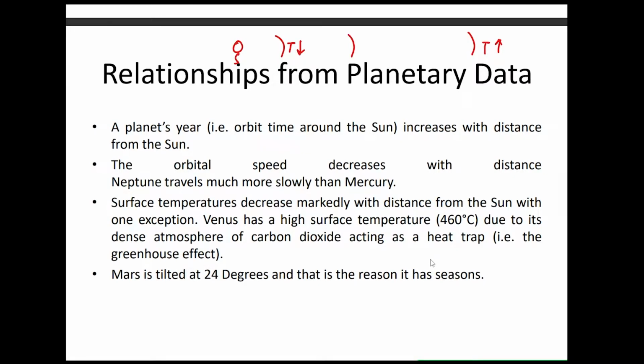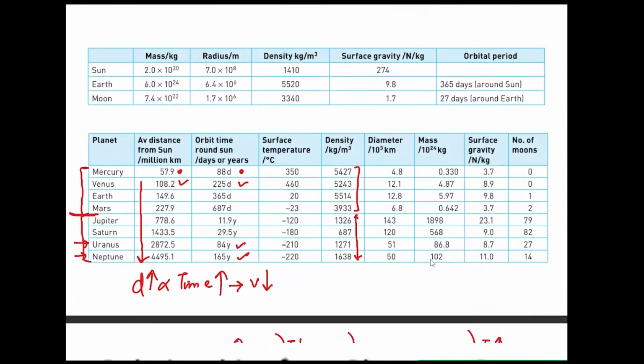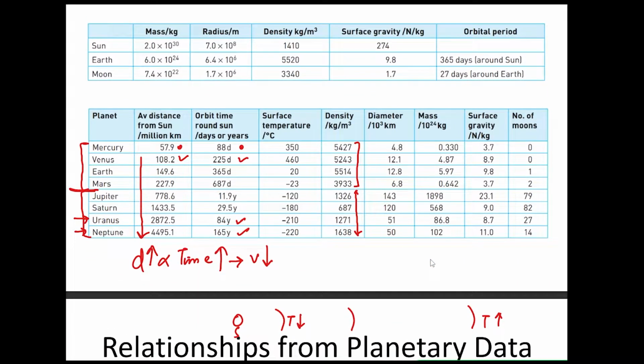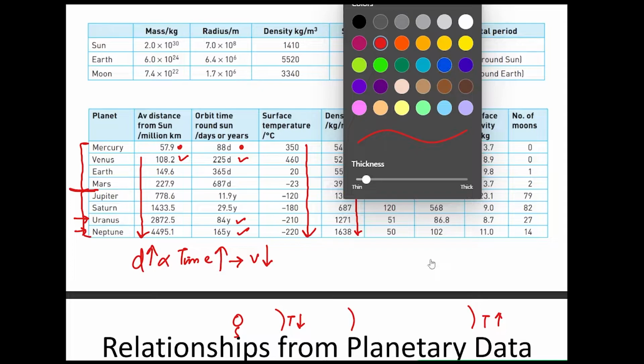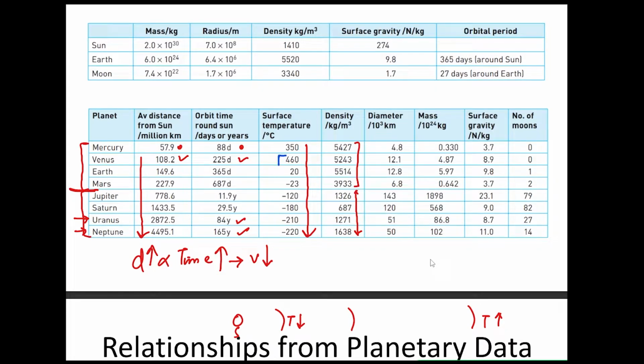Or circumference, which ultimately will cause a larger orbital period. And the orbital speed decreases, which we have already discussed. Okay, so there's one anomaly about the temperature. If I move down the line, generally the temperature decreases for that respective planet. But there is only one anomalous point, that is 460, that is coming from Venus.